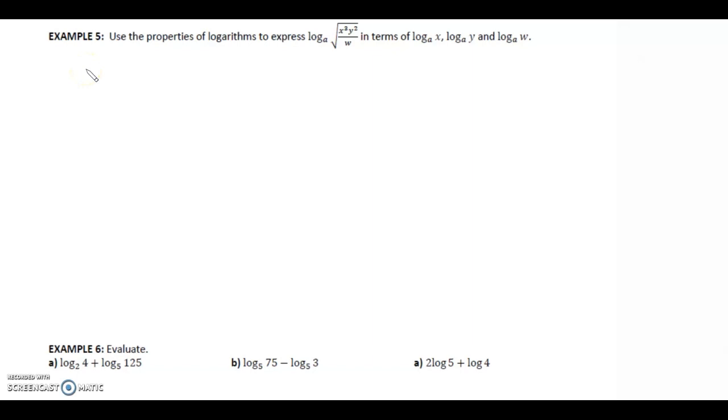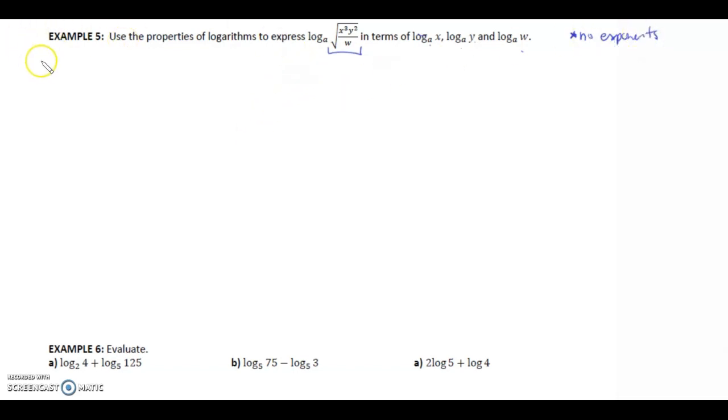Example 5, use the properties of logarithms to express log base A of this radical here in terms of log base AX, log base AY, log base AW. Okay, please note there are no exponents. No exponents.